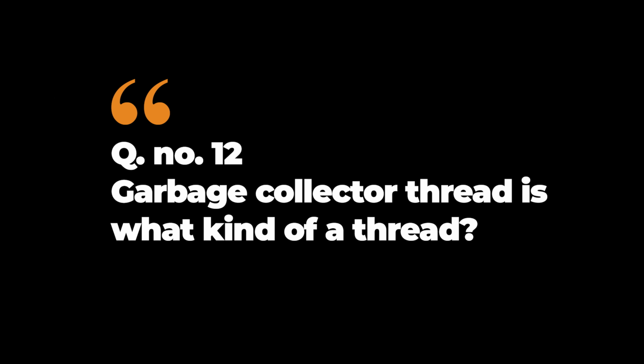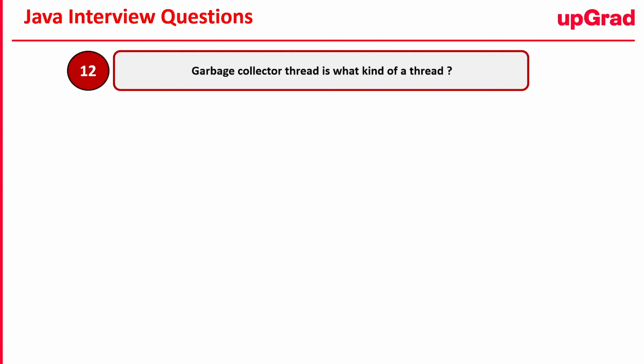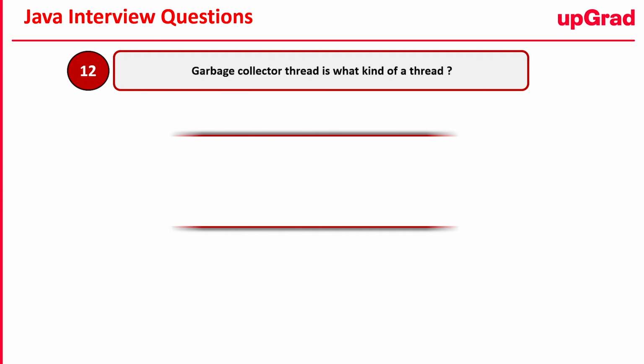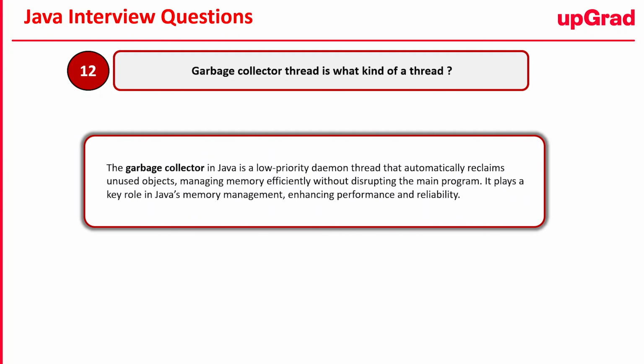So the 12th interview question is, garbage collector thread is what kind of a thread? Alright. When an interviewer asks this question, you can assume that the interviewer is testing your understanding of memory management here. So here's how you can answer this question. The garbage collector in Java is a daemon thread with low priority running in the background. It automatically manages memory by identifying unused objects, ensuring efficient resource utilization. Since it's a daemon thread, it doesn't interfere with the main program execution, silently freeing up memory to maintain smooth application performance. So this thread is crucial for Java memory management, contributing to language efficiency and reliability.